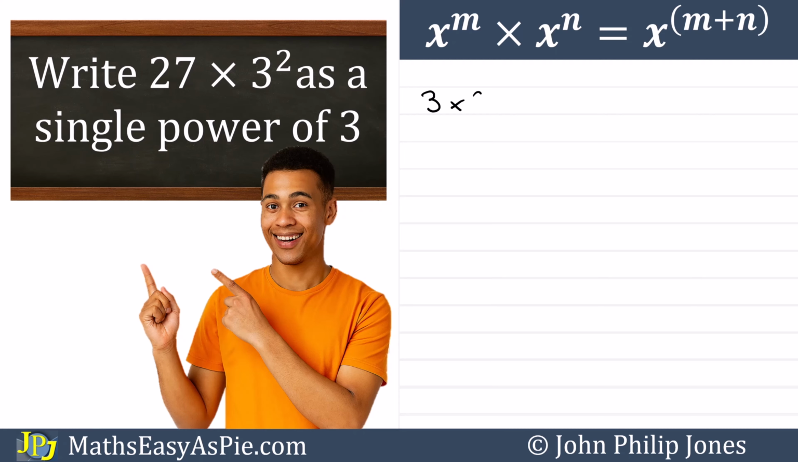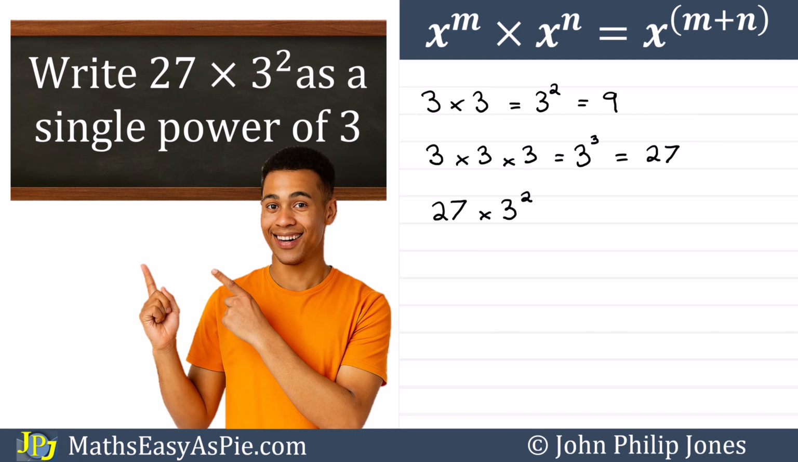We know 3 times 3 is 3 to the 2. That equals 9. And 3 times 3 times 3 is 3 to the power 3, which is 27. Let's write out the question, which is 27 times 3 to the power 2. Now, if you look here, we have 27, and we know that is 3 to the 3. So I can write this as 3 to the 3.